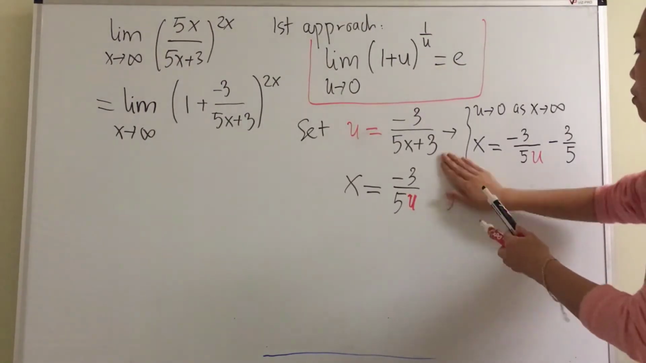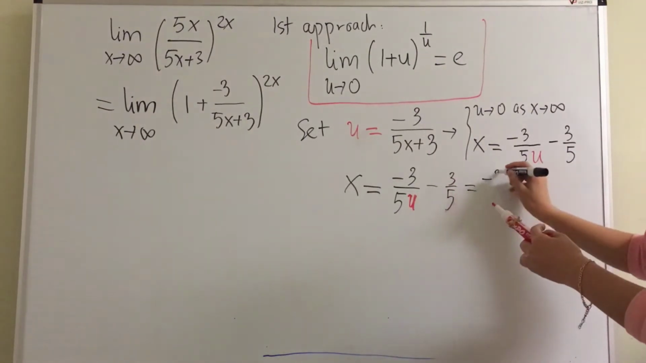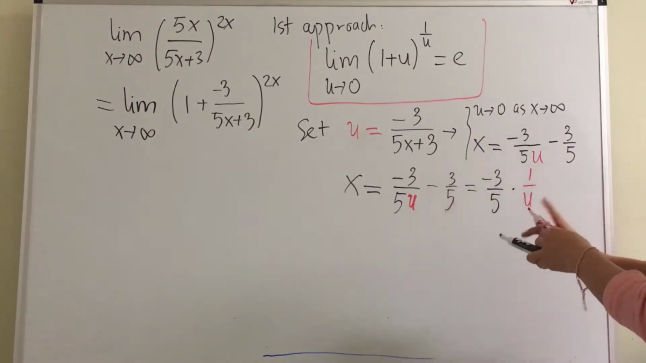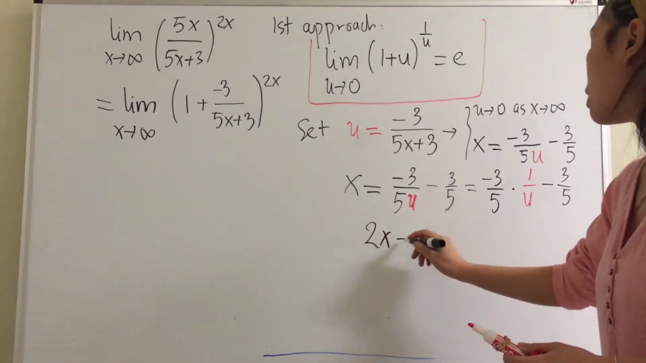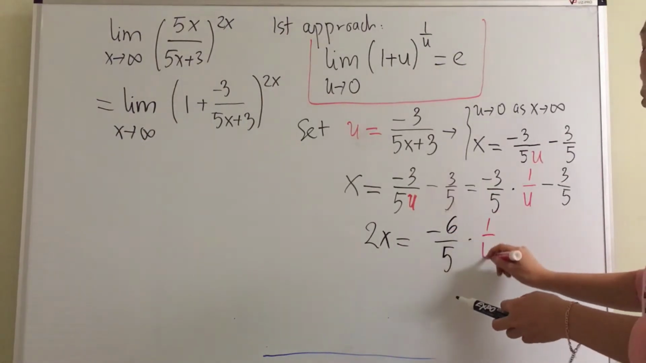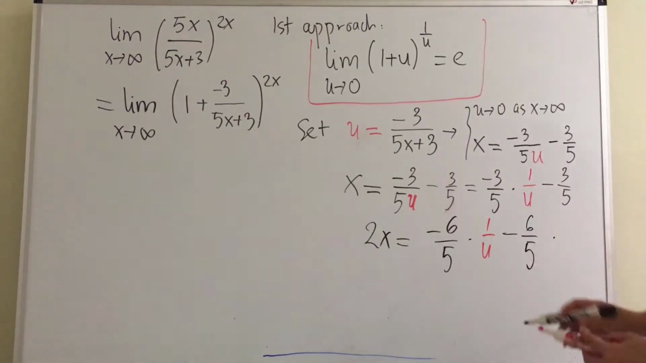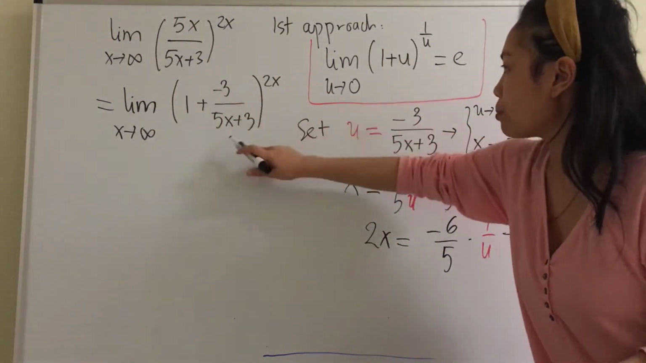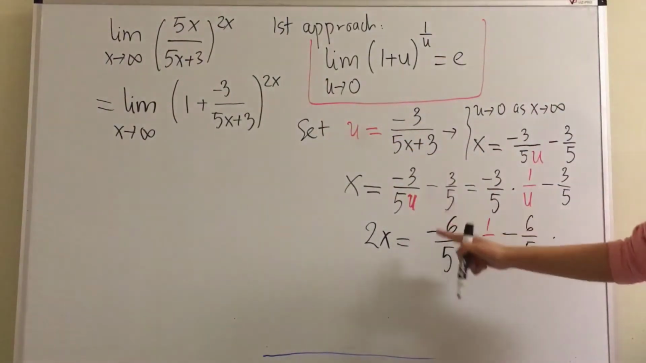This is equal to negative 3/5 times 1 over u minus 3/5. And then I have 2x is equal to what? 2x is negative 6 over 5 times 1 over u minus 6 over 5. You see that? So here, what do we have? I'm going to replace negative 3 over 5x plus 3 with u. And I'm going to replace 2x with the whole thing here. You see that?